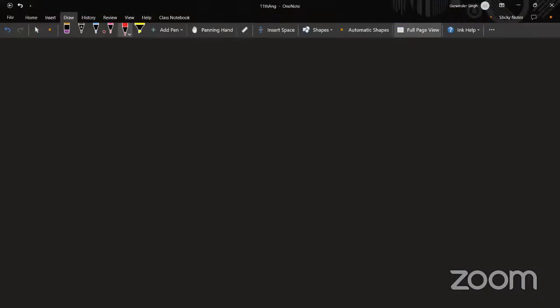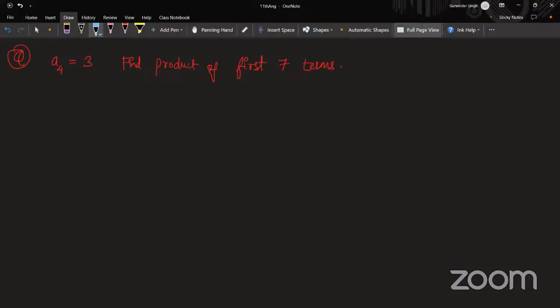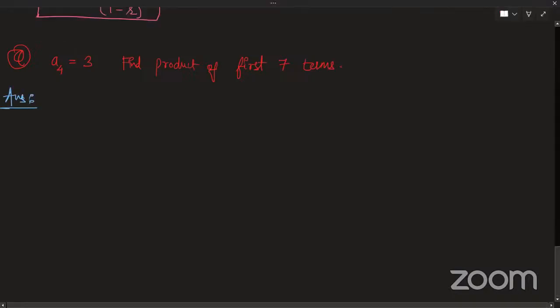Just one small problem before we move ahead. The fourth term of a GP is equal to 3. Find the product of the first 7 terms. Can anyone tell me?